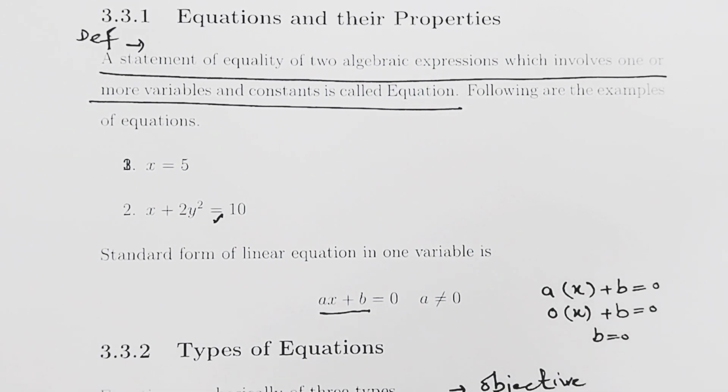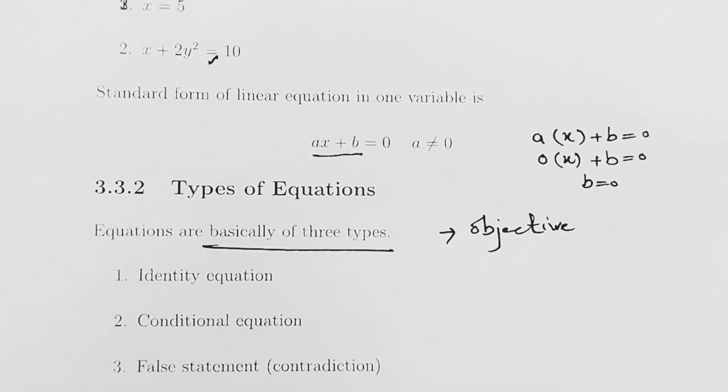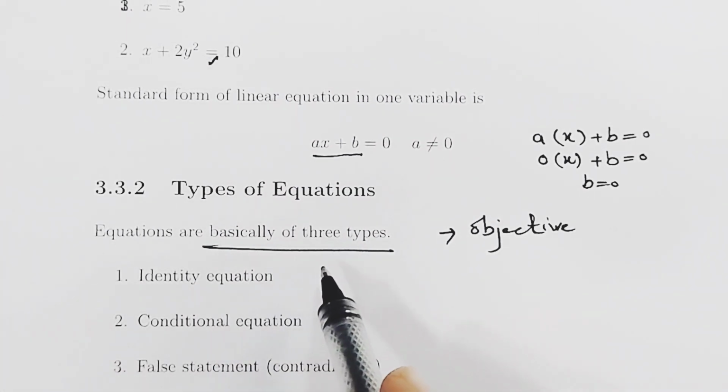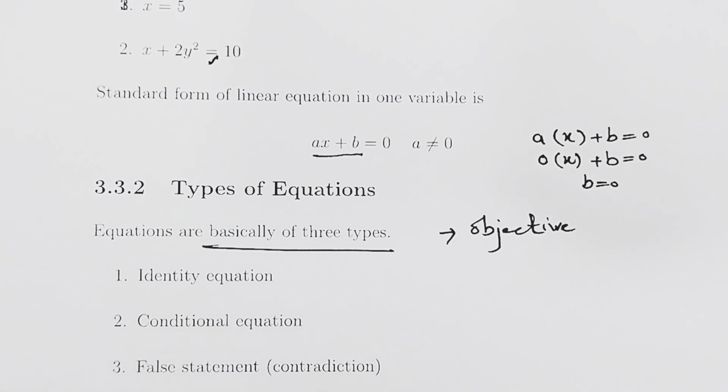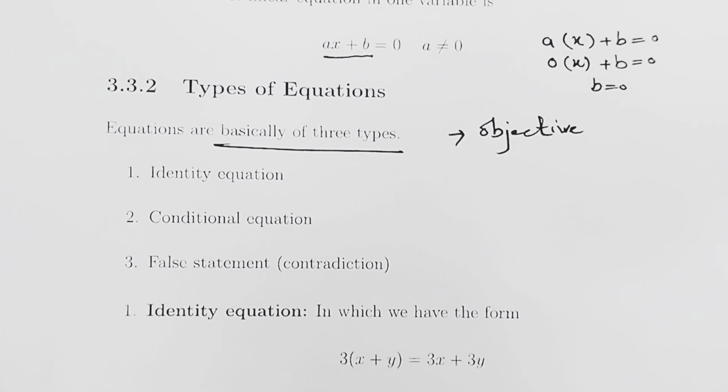Now we will discuss the types of equations. This is an objective point. Equations are basically of three types. In the exam they could ask how many types of equations there are, so you can write that there are three types: identity equation, conditional equation, and false statement or contradiction. Now we will explain all these equations separately.